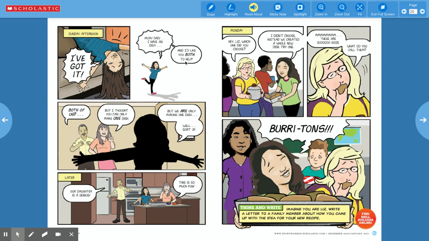Mom, Dad, I have an idea and I'd like you both to help. Both of us? But I thought you could only make one dish. But we are going to make one dish. Well, sort of. And then it says later, our daughter's a genius. This is so much fun. I wonder what she came up with. What in the world? And then it says Monday, hey, Liz, which one did you choose?